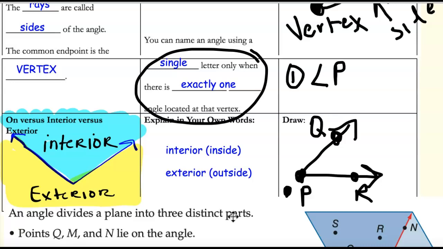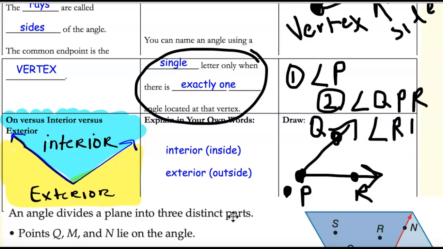But the thing is, you can only do that when you have exactly one angle. So you can see here that there is only one angle in the picture I drew. So you can only use one letter in that case. The second case is you're going to write them in order with P being the vertex has to be in the middle. So you'd say either Q, P, R, so that one's fine, or we could say R, P, Q. So this P, since it's the vertex, has to be in the middle.